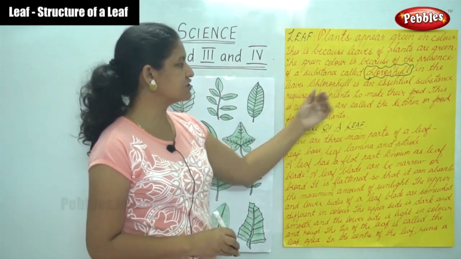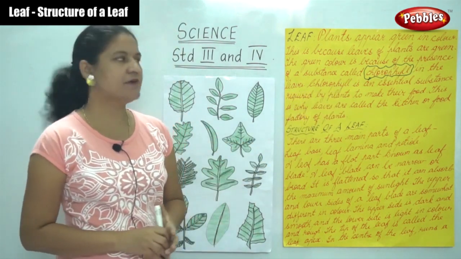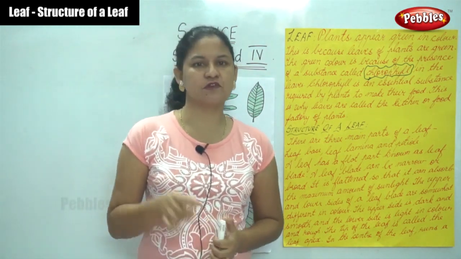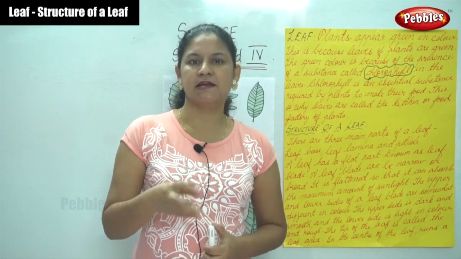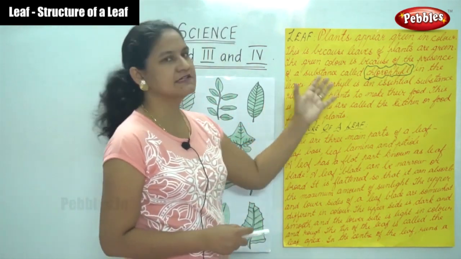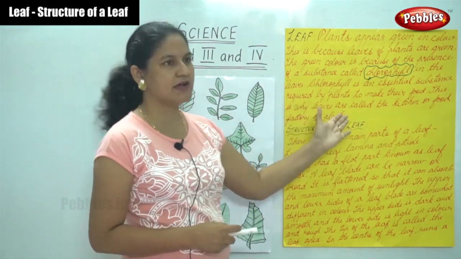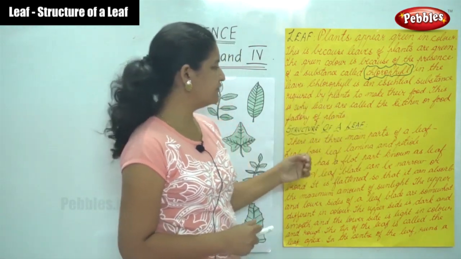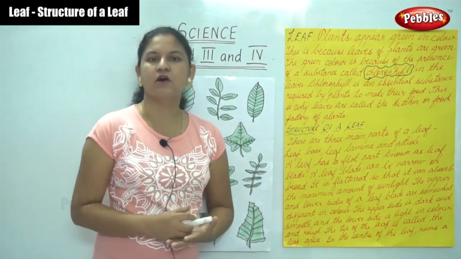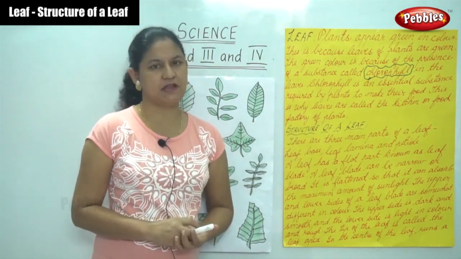Chlorophyll is an essential substance required by plants to make their food. The presence of chlorophyll in the leaves allows the leaves to make food. This is why leaves are called the kitchen or food factory of plants.